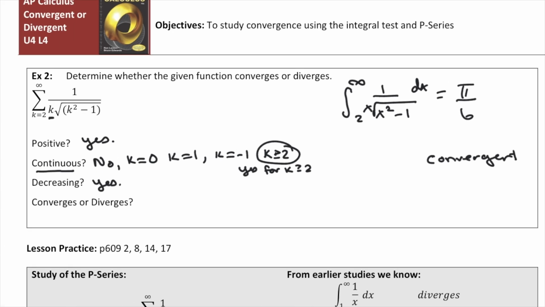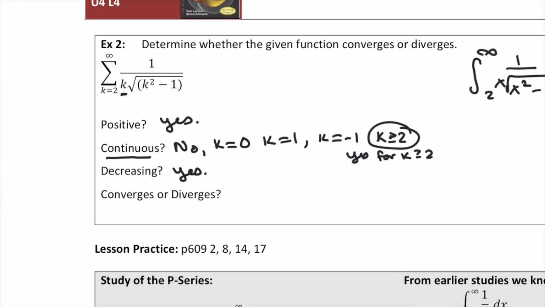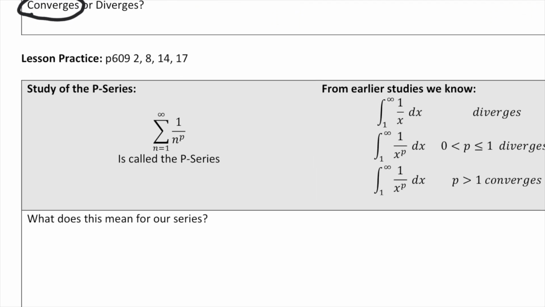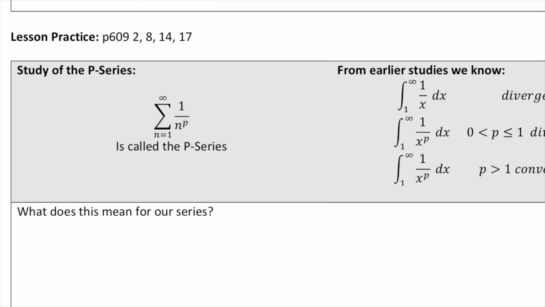So one more time, as you use your integral test, you have to show that your infinite series is positive, continuous, and decreasing. Once you've done that, you could apply the integral test to determine whether your series is convergent or divergent. Next, we're going to look at a very special series called the P-series. We talked about these in an earlier lesson.